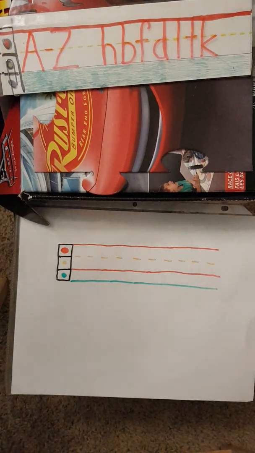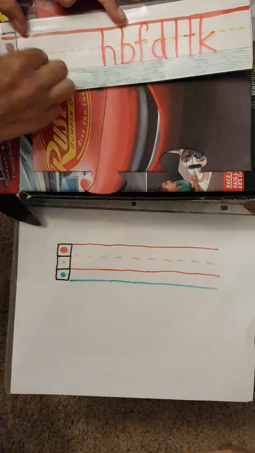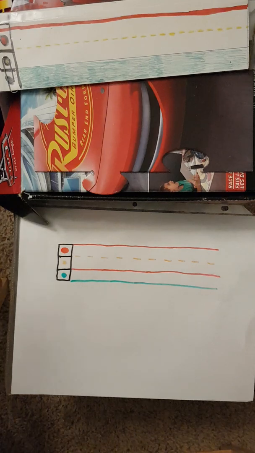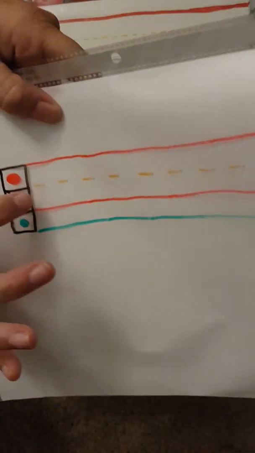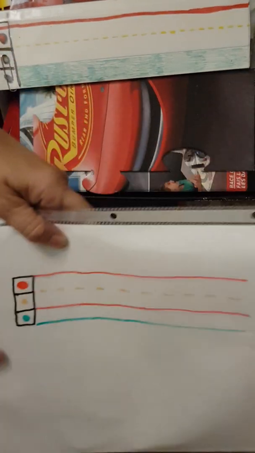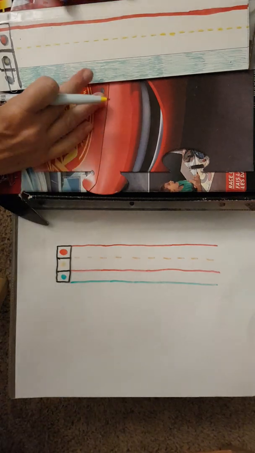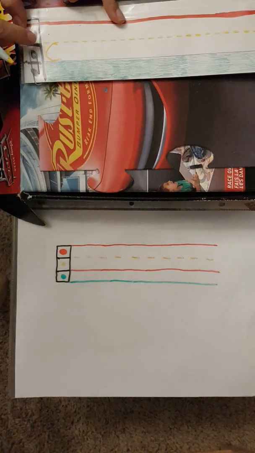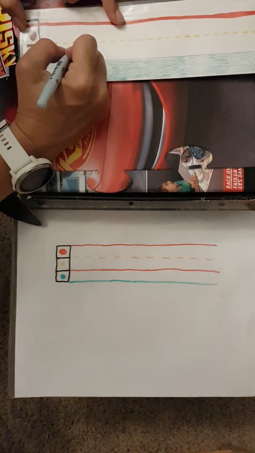If you want to pause now, you can, or we're going to move on to the next color, which is yellow letters. Yellow letters, they start at the yellow dashes and they stop at the red. They start from yellow and stop at the red. Let's do some yellow letters. One yellow letter is c, goes from yellow to red, does not go in the green.